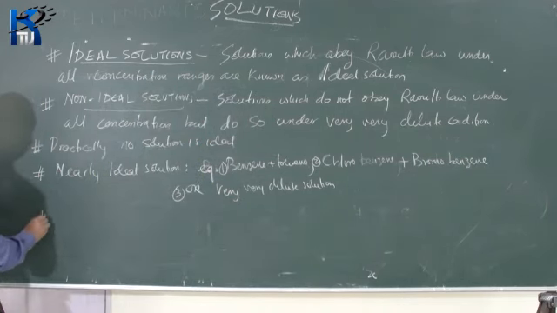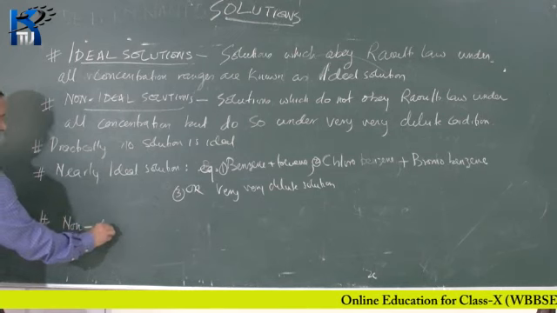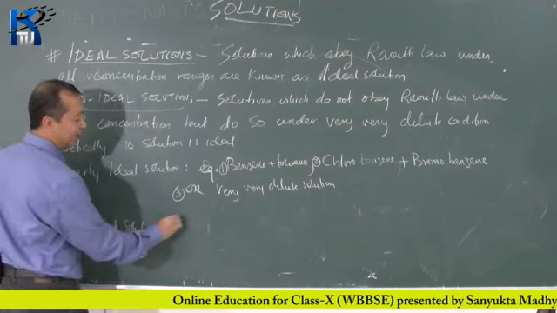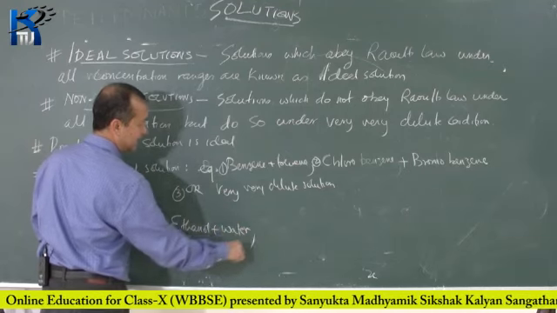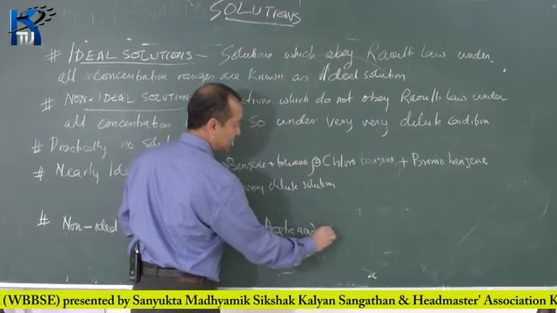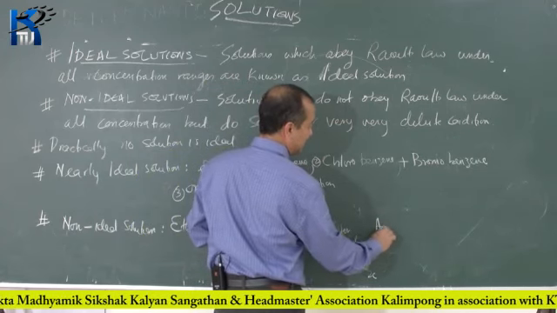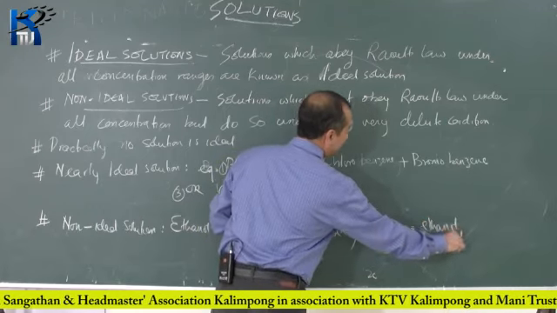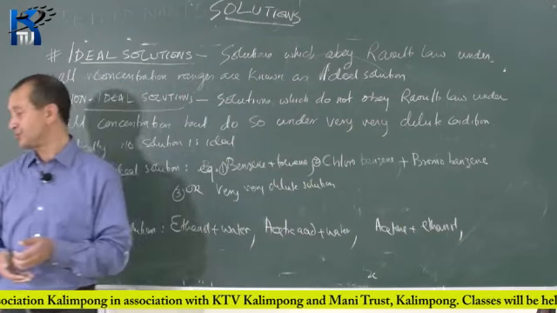Lastly, there are lots and lots of examples of non-ideal liquid mixtures. You can take an example of ethanol plus water, acetic acid and water, or acetone plus ethanol. These are all non-ideal solutions. Ethanol plus water, acetic acid plus water, are non-ideal solutions.